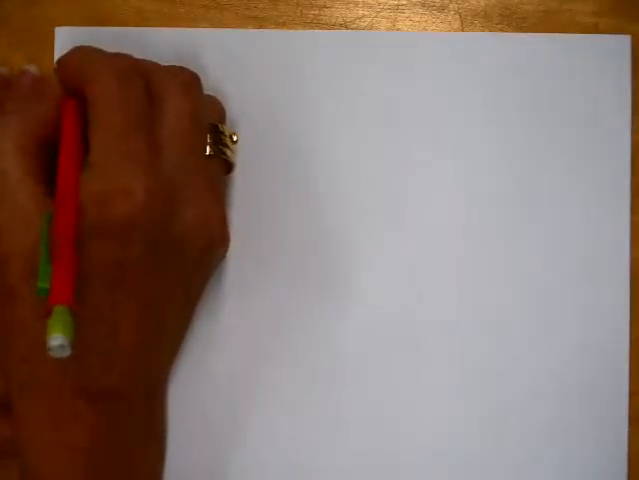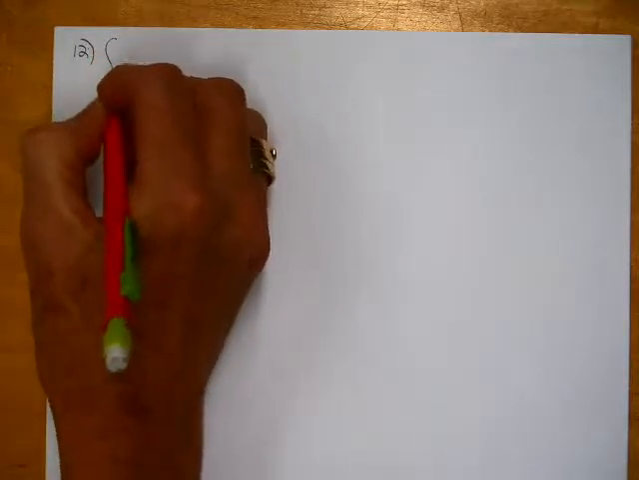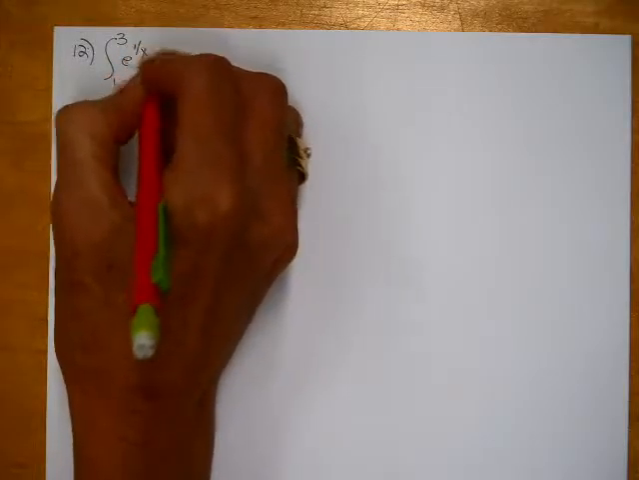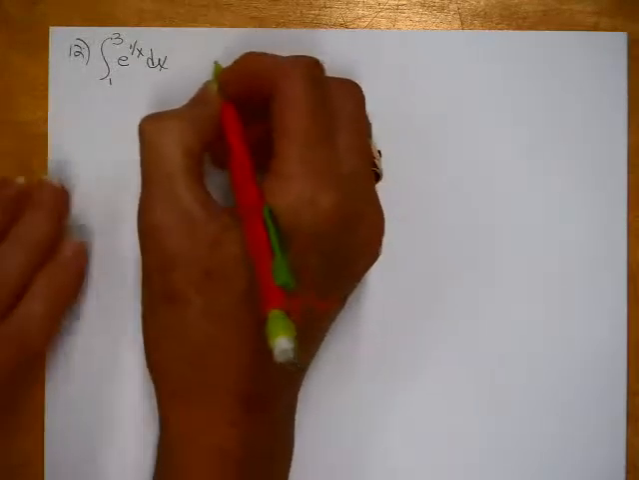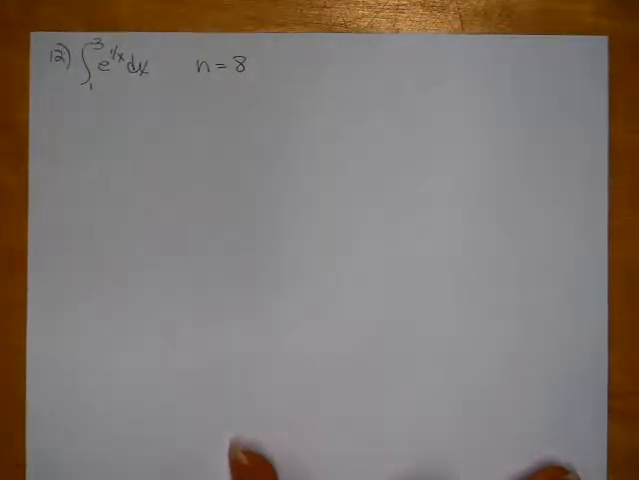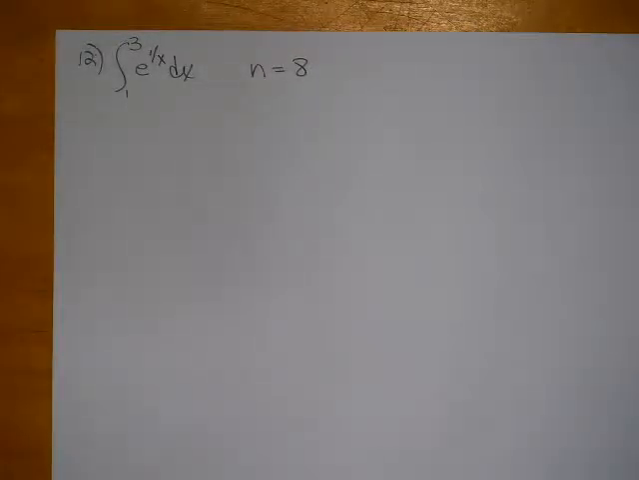I am going to look at problem number 12 out of your book, where we are evaluating the integral from 1 to 3 of e to the 1 over x dx, and n is 8. So they want us to use approximate integration. They want us to do the midpoint rule, the trapezoidal rule, and Simpson's rule. They want us to do all three of them. So I'm going to go through and do all three of them for you.